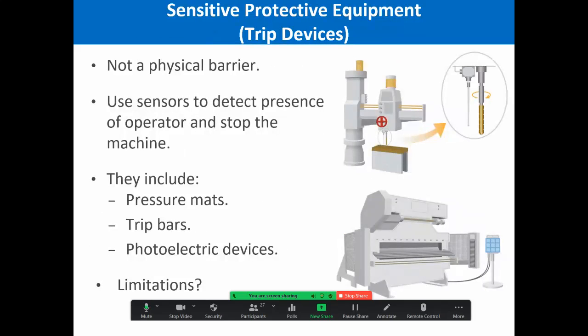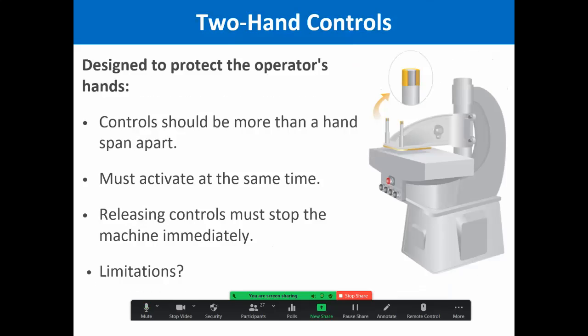Then there are sensitive mats as well, which are also called trip devices. They operate when a certain pressure is applied to the mats. Okay, but it's not a physical barrier. It uses sensors to detect the presence of the operator and stop the machinery. They include pressure mats, trip bars, and photoelectric devices.